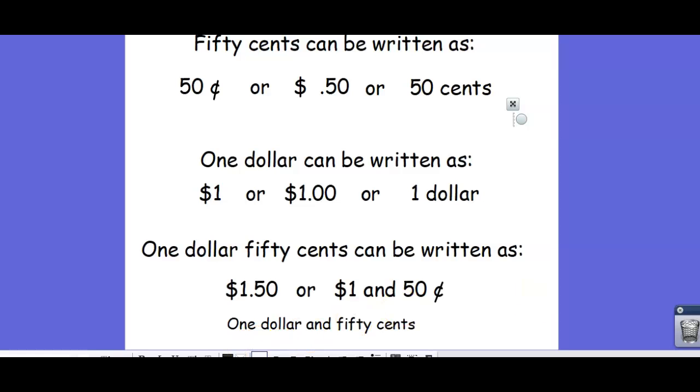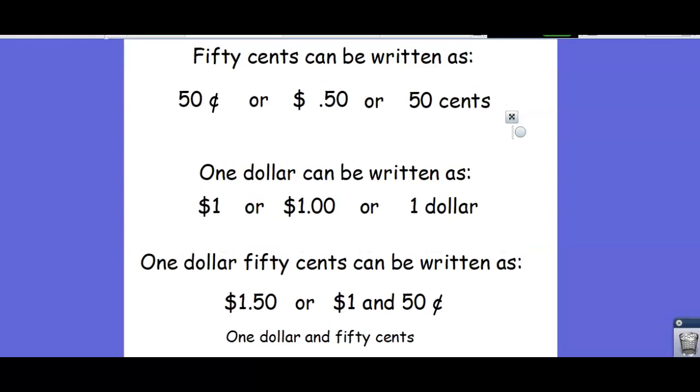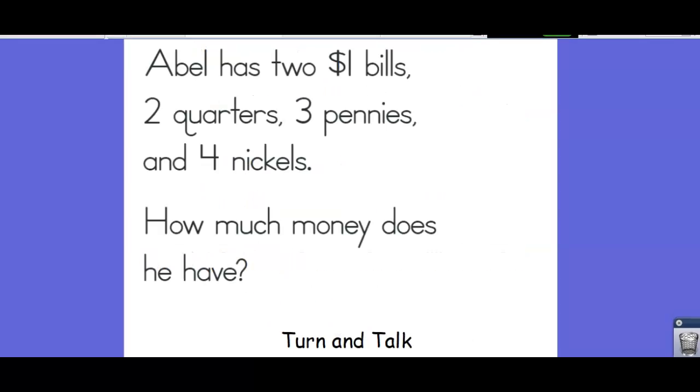So then the next thing we did as a group, and I would like you to do this and have your parents check your answer, is: Abel had two $1 bills, 2 quarters, 3 pennies, and 4 nickels. How much money does he have? And the way I want you to do this, I want to make sure you draw the pictures of the bills and the coins, so you can have a visual representation of it to maybe make it a little bit easier for you.